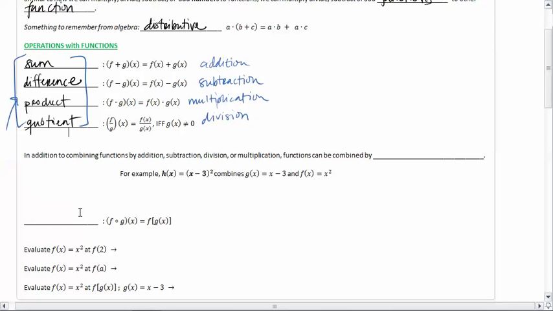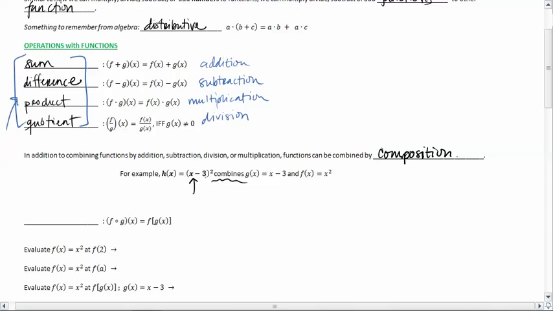In addition to combining functions by addition, subtraction, division, or multiplication, functions can also be combined by composition. Let's look at this example. We have h of x is equal to x minus 3, that quantity squared. That looks very similar to two other functions that we know. X minus 3 is a linear function, and x squared is a quadratic function. So we could write h of x equals x minus 3 squared as the combination of some g of x, which we're going to call x minus 3, everything inside of this square, and also f of x equals x squared.